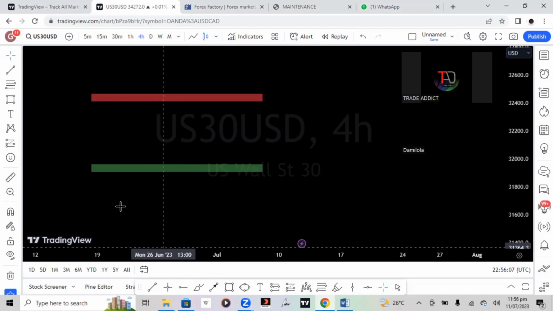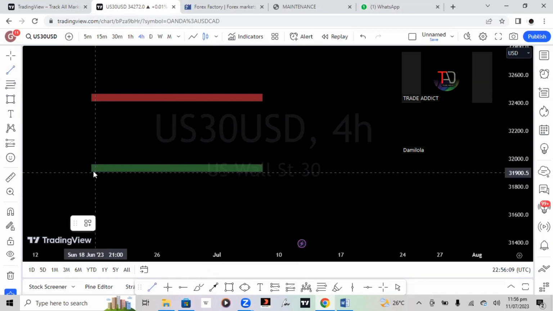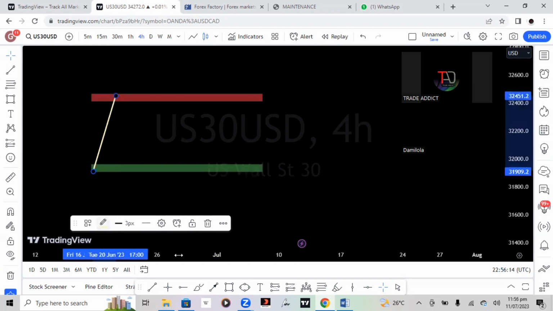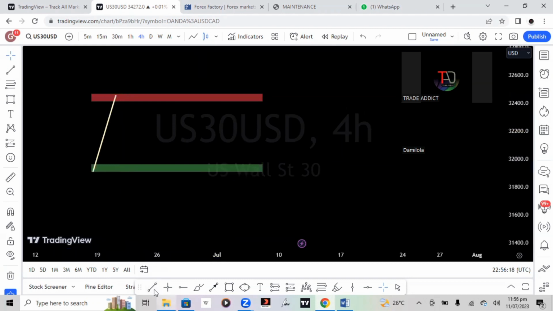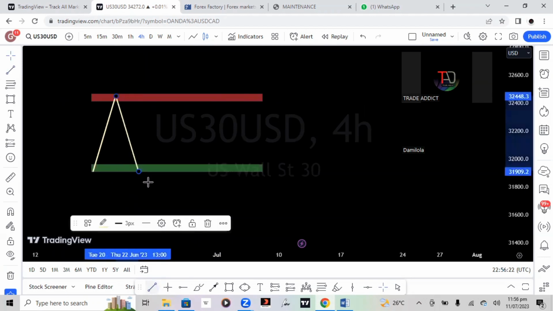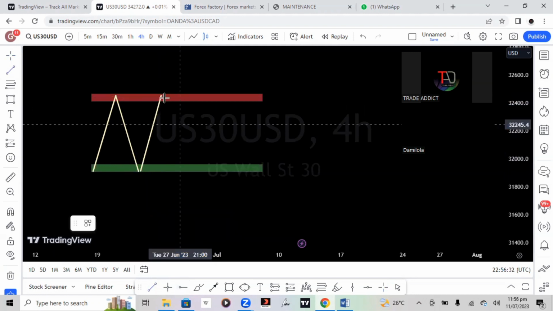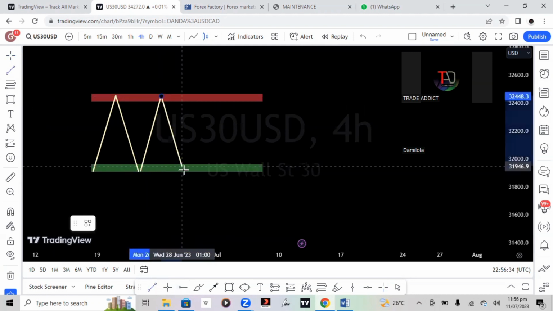So, on our support level, we should look out for what? A buying opportunity. And on our resistance level, we should look out for what? A selling opportunity. Price buys off on our support level and sells off on our resistance level. I think that is that.